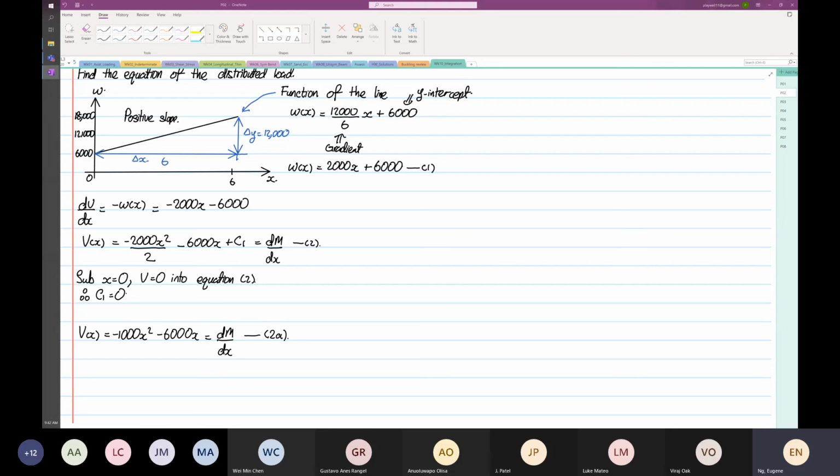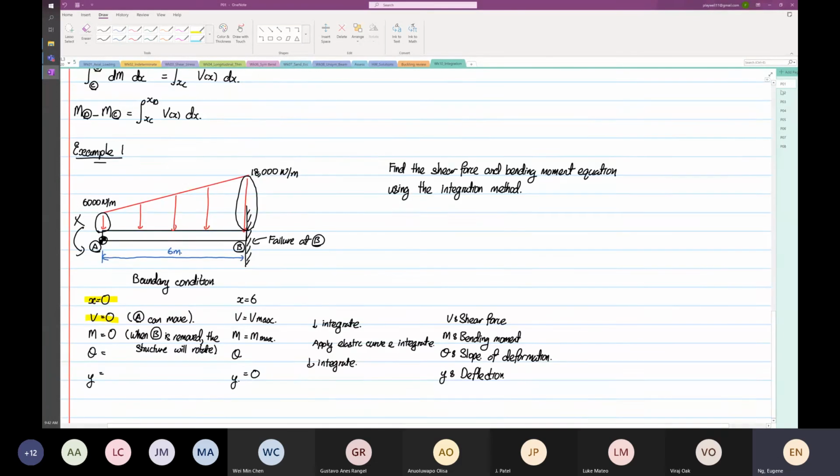Okay, then from here we integrate again. So m as a function of x is equal to minus 1,000 x cubed over 3 minus 6,000 x squared over 2 plus c2. This is our equation number 3. Then from our equation number 3, we're going to look at our boundary condition again.